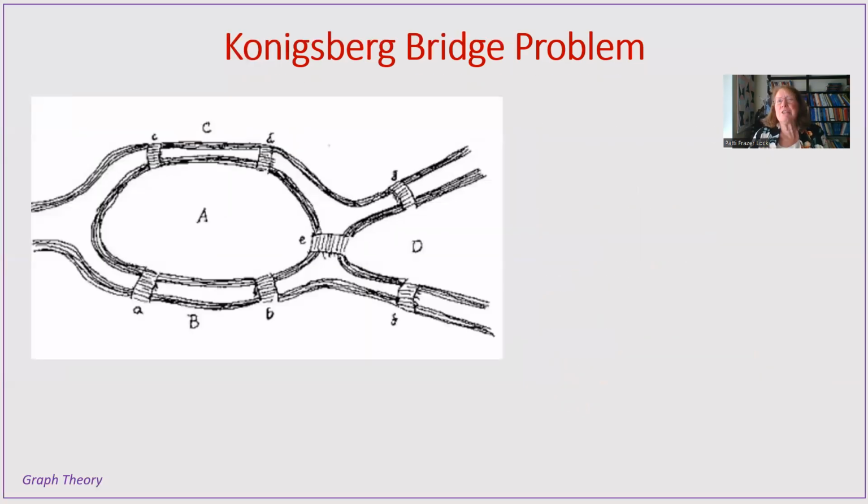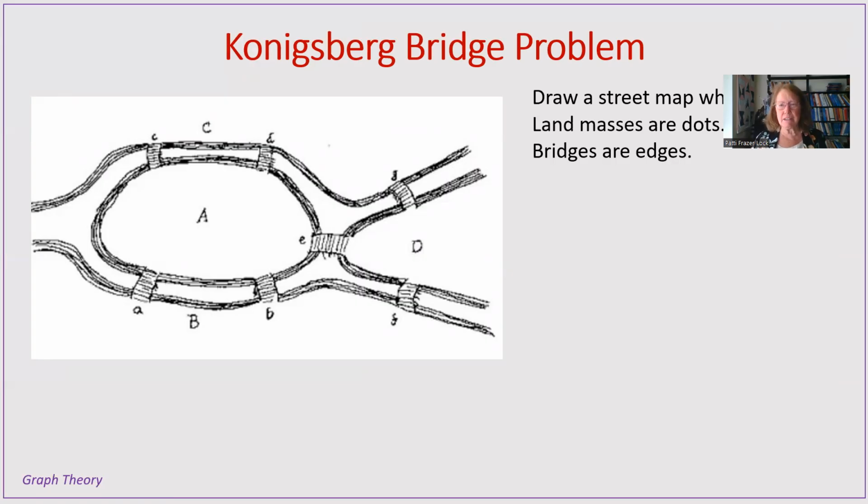Okay, so what did he do with the Königsberg Bridge problem? He decided this. He said, we're going to draw a street map where the land masses are dots, because if you're over here on this side of the river, you can get to any one of these three. It's just like a single dot. And the bridges are the edges, because those are the things we're trying to cross once and only once.